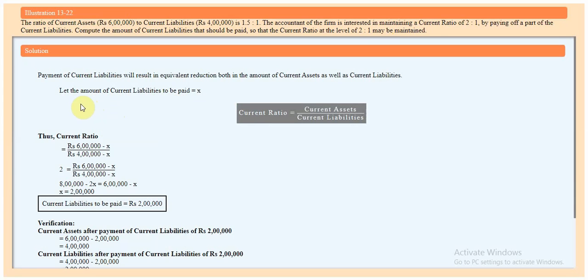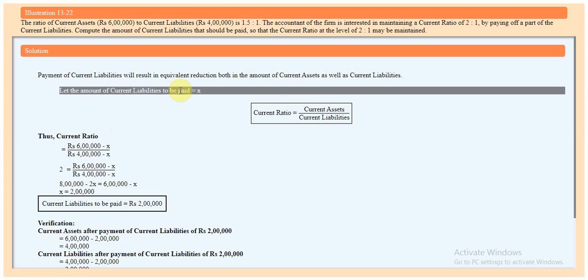Firstly, just imagine this case. If current liabilities have to be paid, then what will be the result? Current liabilities will get reduced and current assets will also get reduced, because for repaying current liabilities, we have to use only current assets. So there will be a reduction both in the amount of current assets as well as current liabilities. The amount will be the same, right? So let us assume that the amount of current liabilities that has to be paid is equal to X.